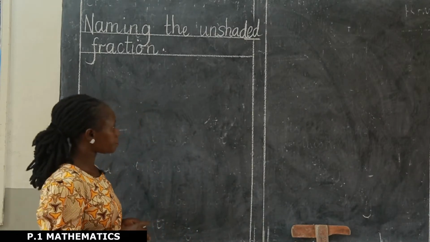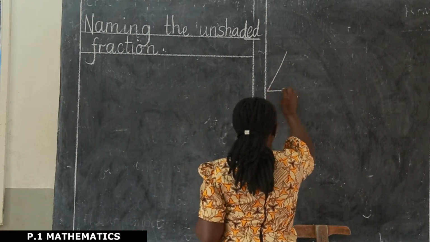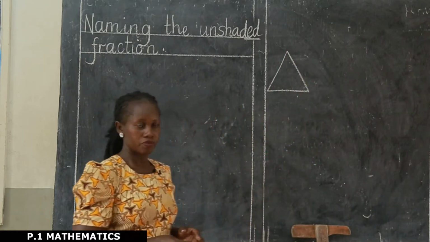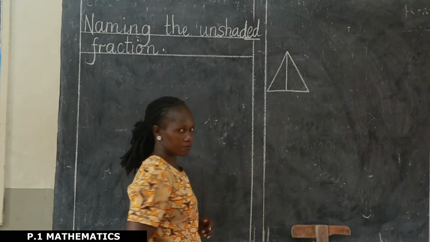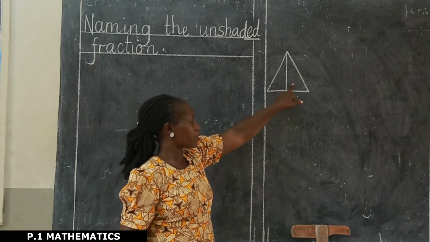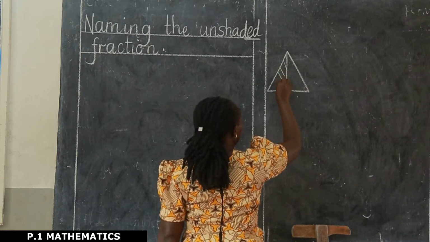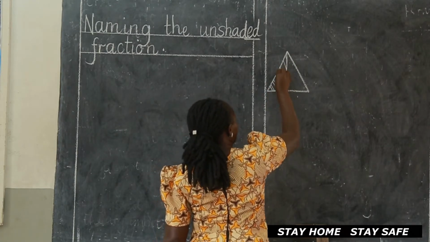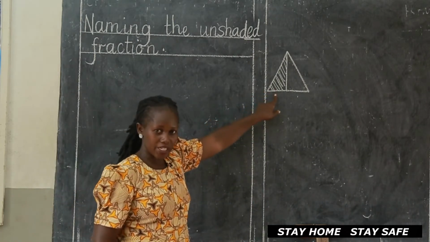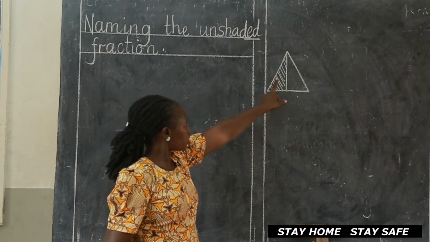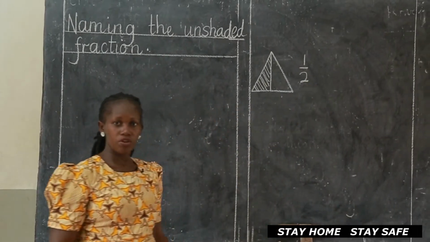For example, maybe I have that whole, this is my whole. Now I'm cutting it into two parts to make one part a half and another part a half. And I shade only one side. Which fraction have I shaded? I have shaded one part out of the two parts. And if I shade one out of two, we call it a half.